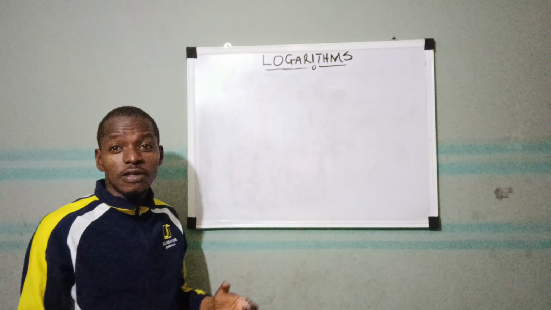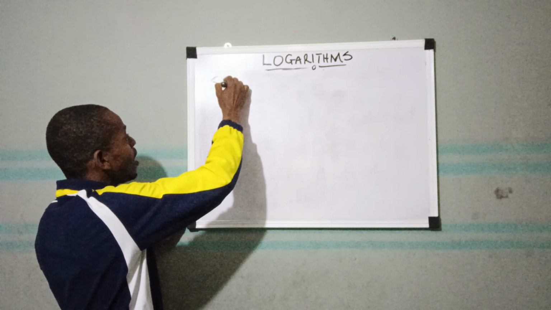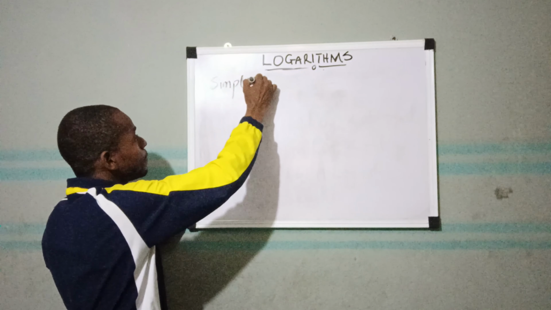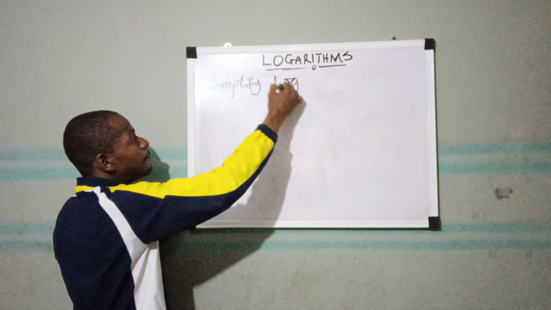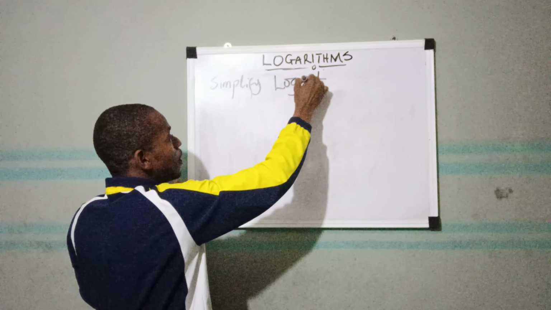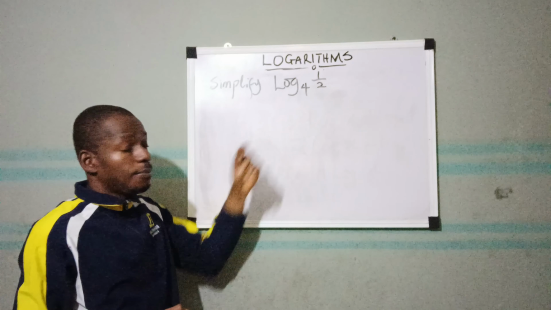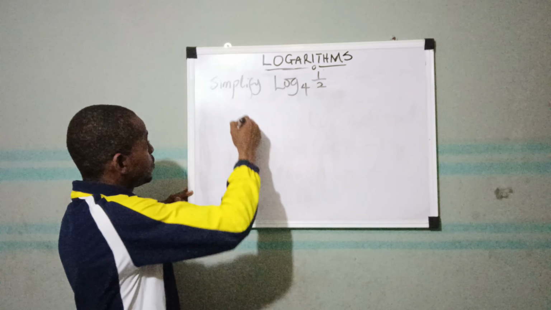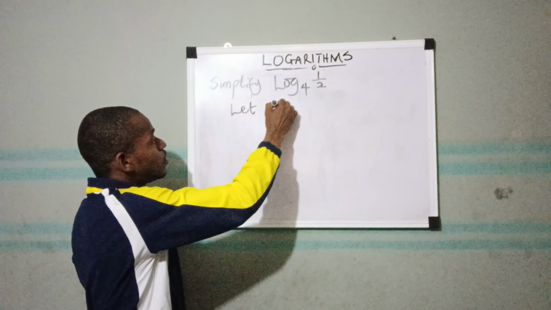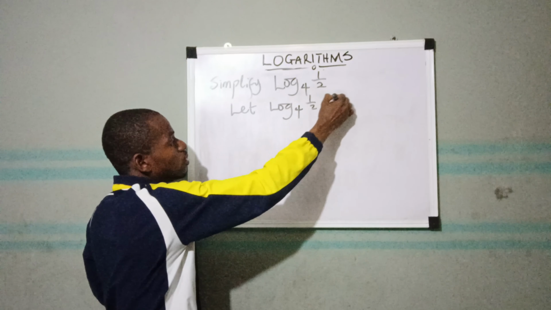Alright, let's take example 2. You can have something like this: evaluate or simplify the logarithm of half base 4. That's logarithm of 1 over 2 base 4. So the same thing, we say let the log of half base 4 be equal to x.